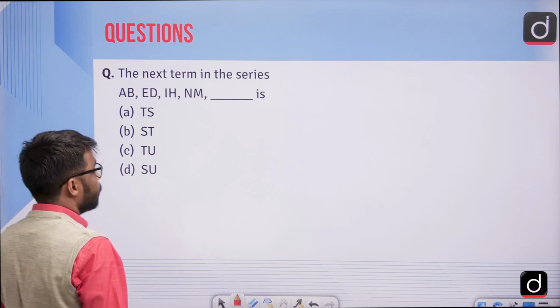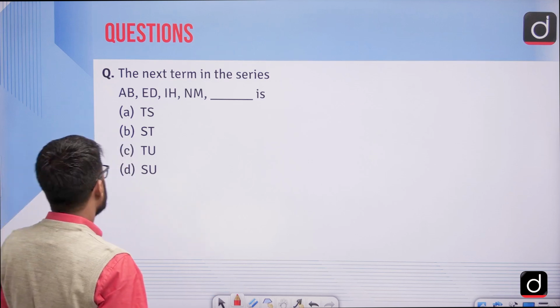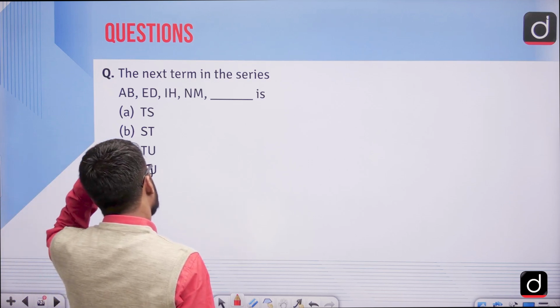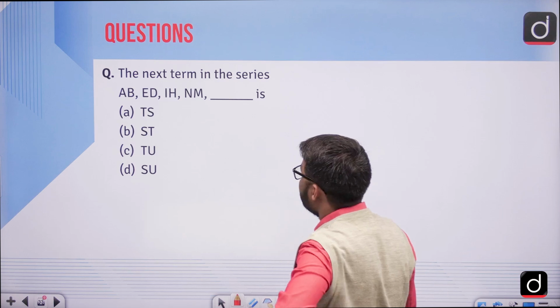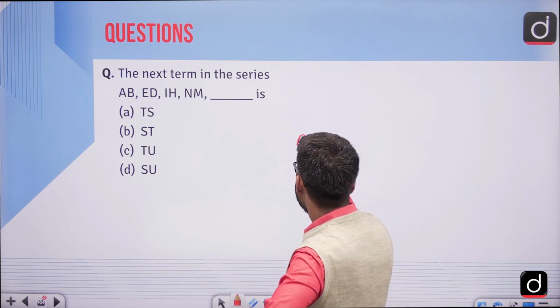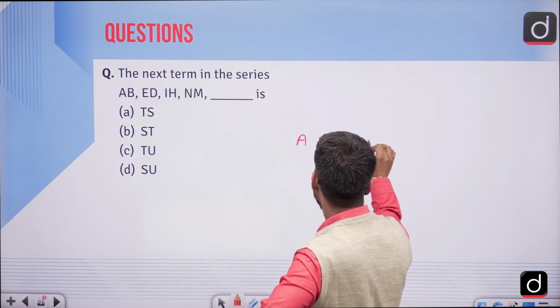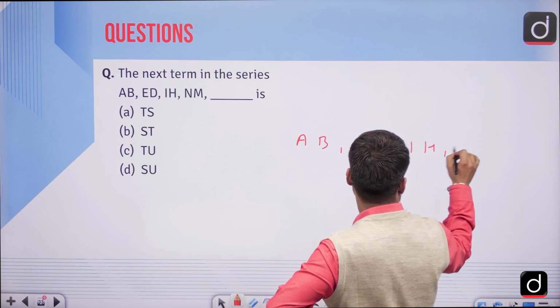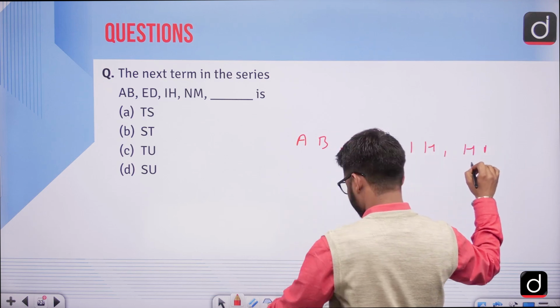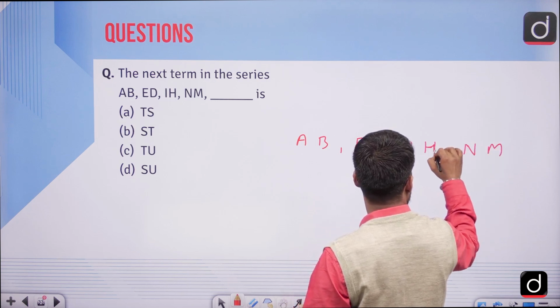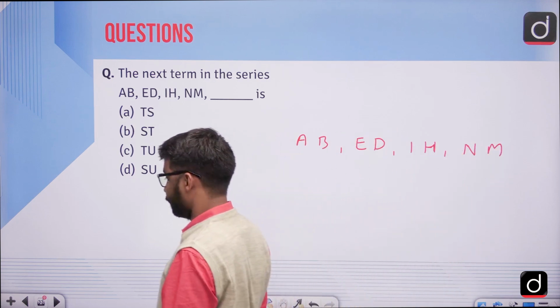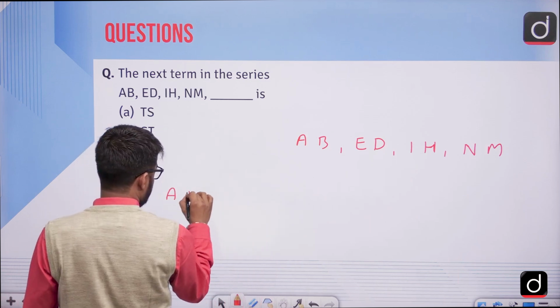All right. So now my next question is this. We have another term here. A letter series is given to me. I have to find the next term. So find the answer. And for this, I need my ABCD.